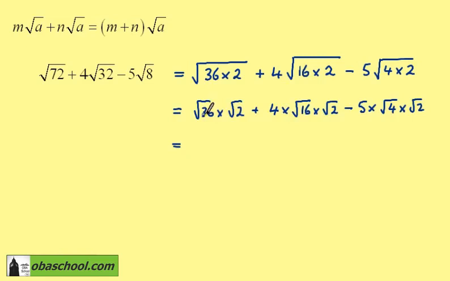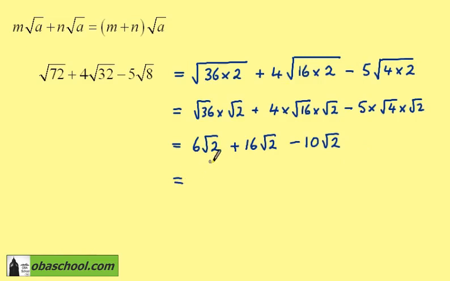The square root of 36 is 6, so this is 6 times root 2, 6 root 2. The square root of 16 is 4, 4 times 4 is 16, so we have 16 root 2. And the square root of 4 is 2, so 5 times 2 is 10 root 2.